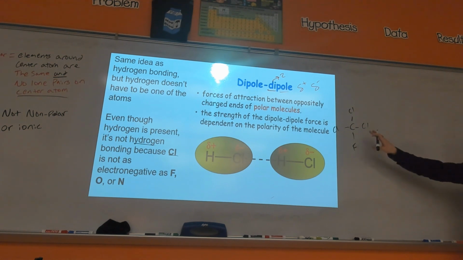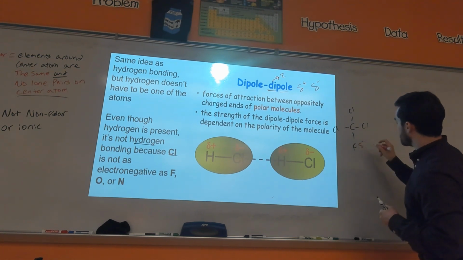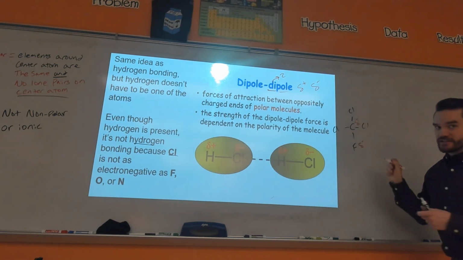Is this a polar or a non-polar molecule? Polar, because all the elements around the center aren't the same. They're almost the same, but fluorine is different than chlorine. So what happens is this part of the molecule gets a partial negative, this part gets a partial positive.